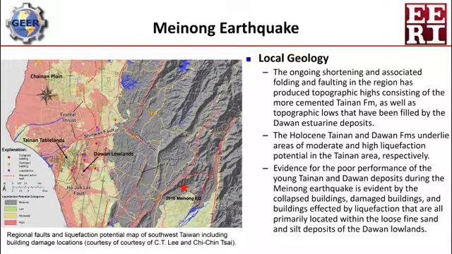Again, evidence for poor performance is evident by the collapse of buildings, damaged structures, etc., and liquefaction primarily occurring within the Taiwan formation. And you can see the symbology here. Red indicates collapsed building, orange is a damaged building, and then purple is areas of liquefaction.